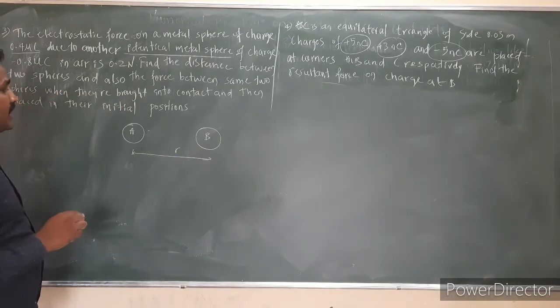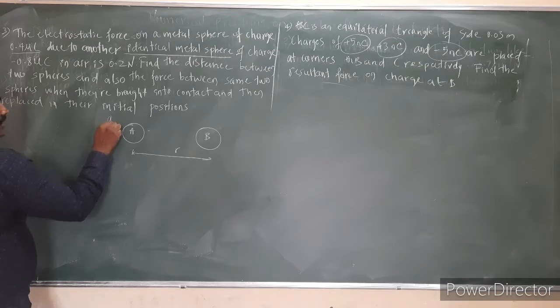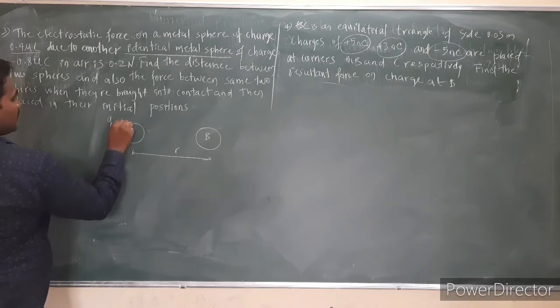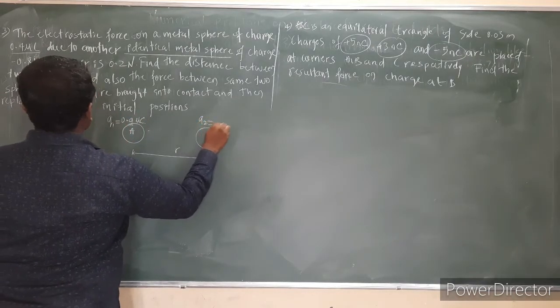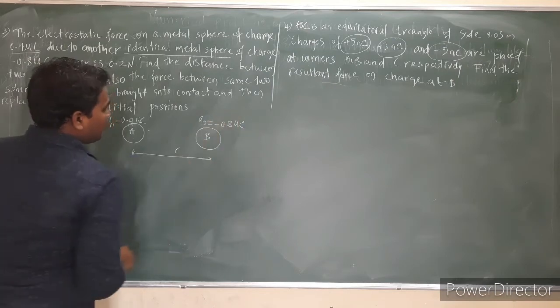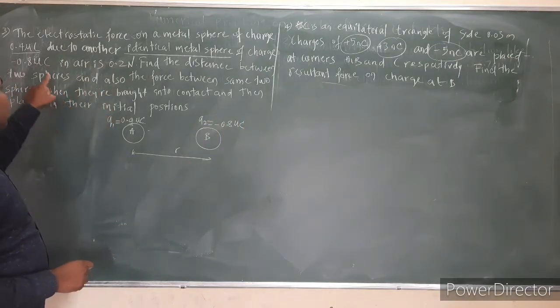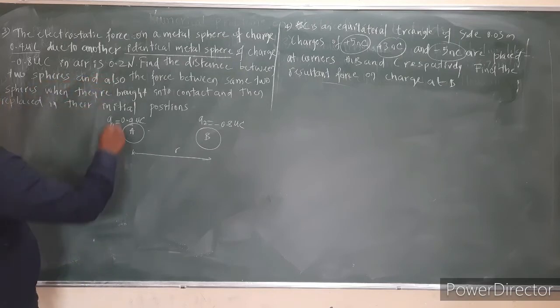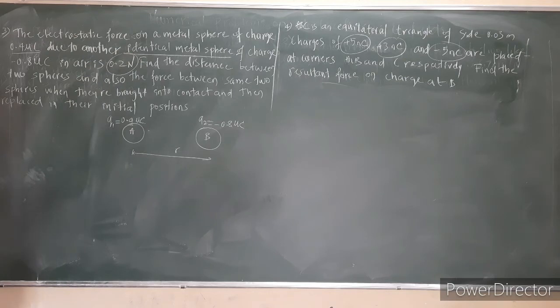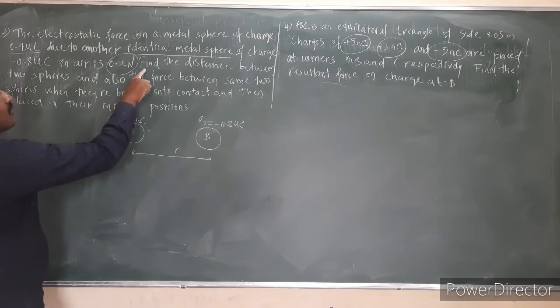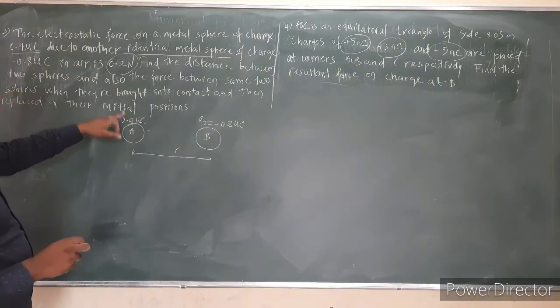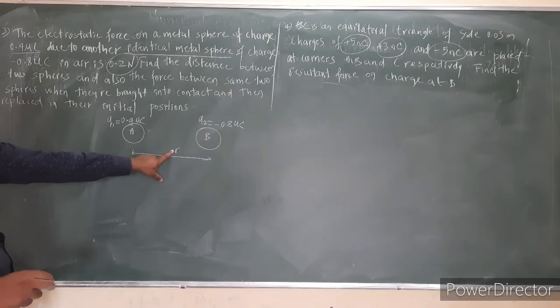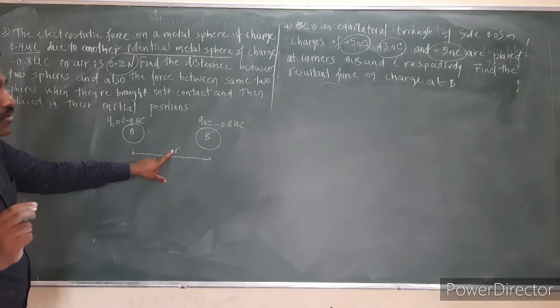Let the distance of separation between these two metal spheres be r. The charge of sphere A is q1 = 0.4 microcoulomb, and q2 = -0.8 microcoulomb. They have also given the force between the two spheres, which is 0.2 newtons. Then they ask for the distance between the two spheres. So using this data I have to find the distance r, which I can easily find using Coulomb's law of electrostatics.